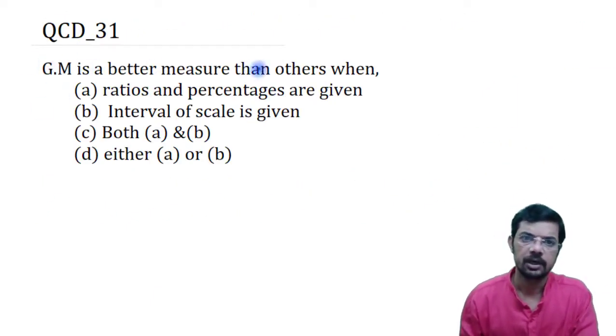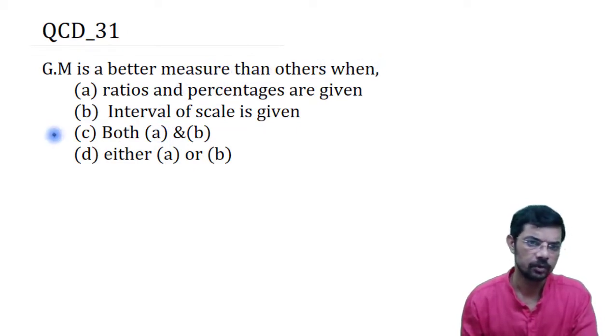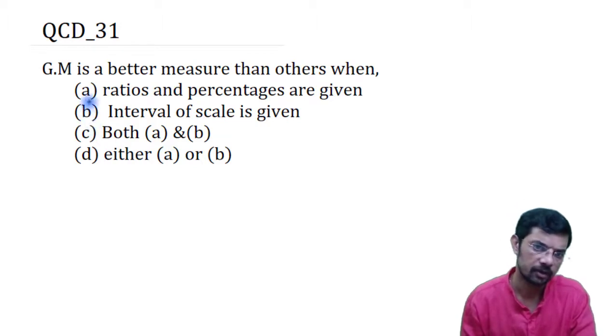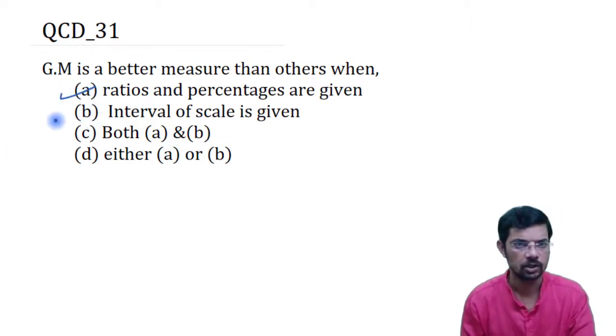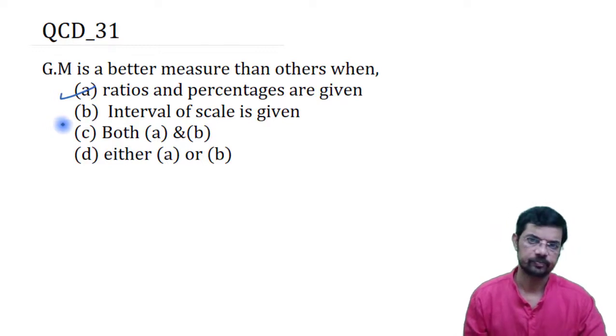Question number 31. The geometric mean is a better measure than others in which of the following situations? We know that the geometric mean is more preferred, or more significant, when we have to average ratios and percentages, that is, when we need to find the average ratios and average percentages. So option A, ratios and percentages, will be our answer.